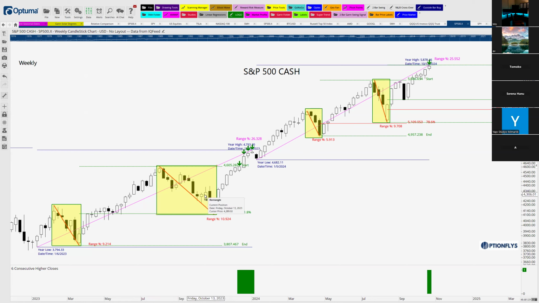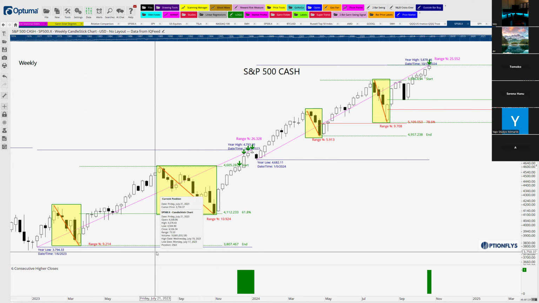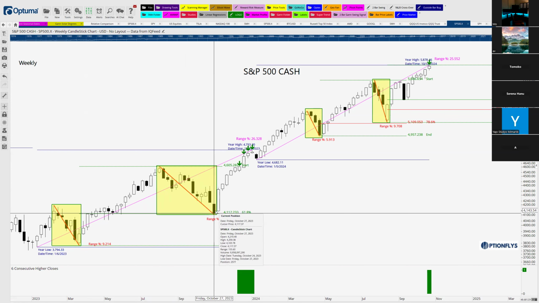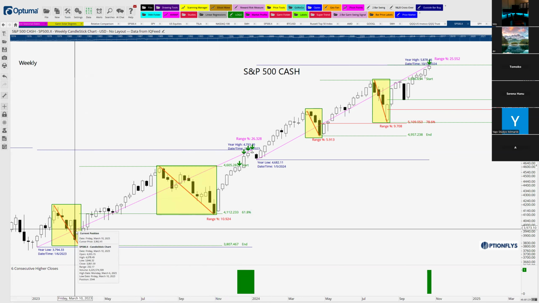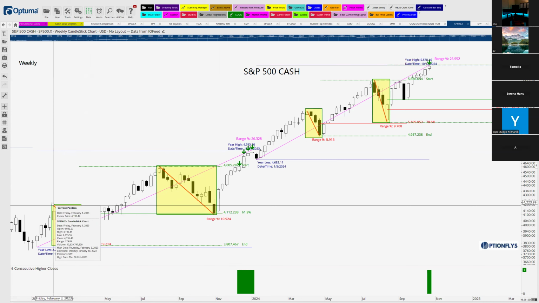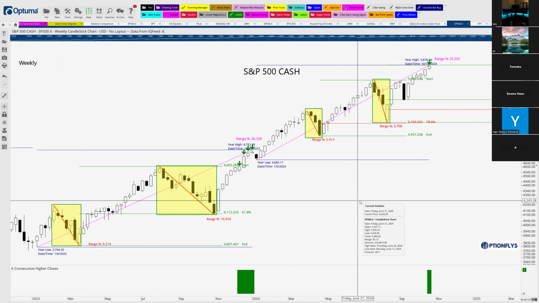So you count 1, 2, 3, 6, 7, 8, 9, 10, 11, 12, 13, 14. From this high right there, which was the July high, to here is 13. And then this one right there, you got 3, 6, 7. So you have 7 weeks here from the high to low.